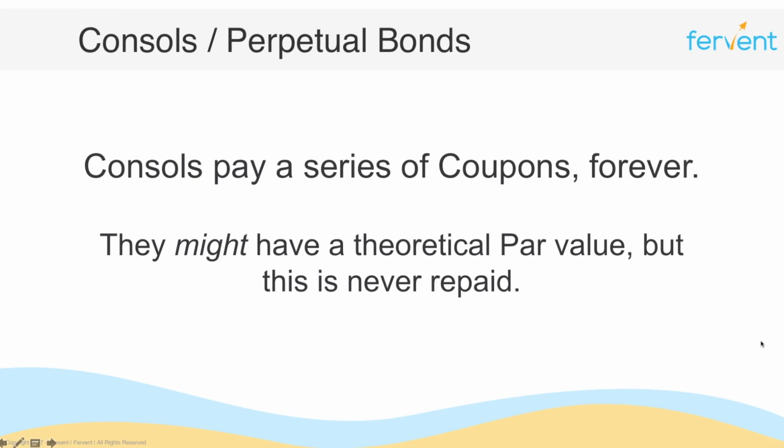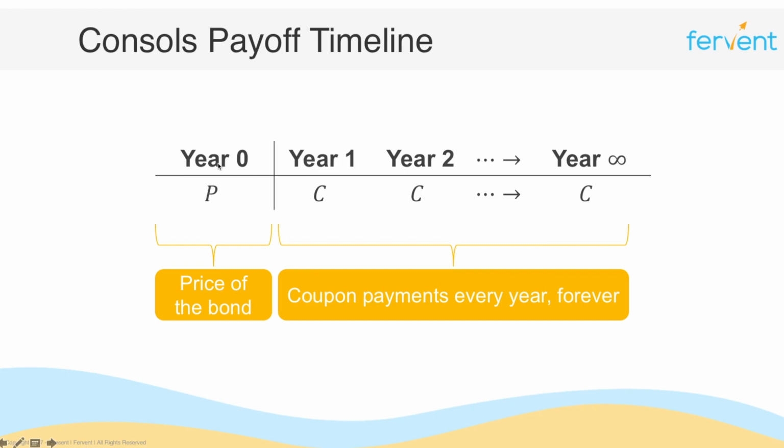Let's just take a quick look at the timeline for a consol then. You'd still pay the price P in year 0 or whenever you buy the bond, and in exchange you're going to get coupons every year or every period forever. So this just continues perpetually. And that's pretty much it.